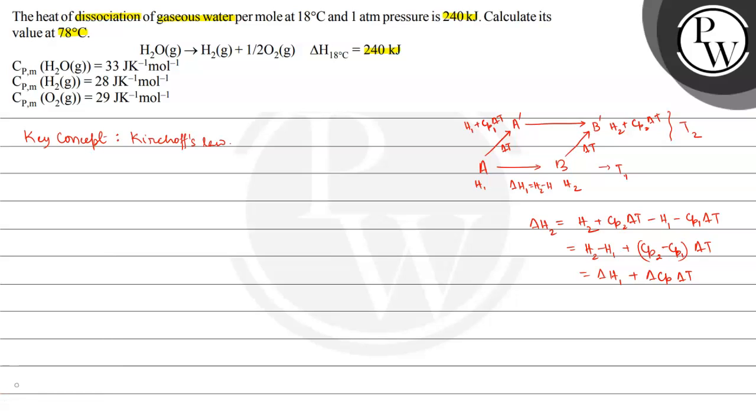Now let us look at the question. यहाँ पर question में given है कि water dissociates to hydrogen and oxygen and the enthalpy change at 18 degrees Celsius is 240 kilojoules. So delta H at 18 degrees Celsius is equal to 240 kilojoules, and we are asked what is the delta H at 78 degrees Celsius. So for this we need to get the value of delta Cp, because delta H हमारे पास present है, we need to get the value of delta Cp and delta T.